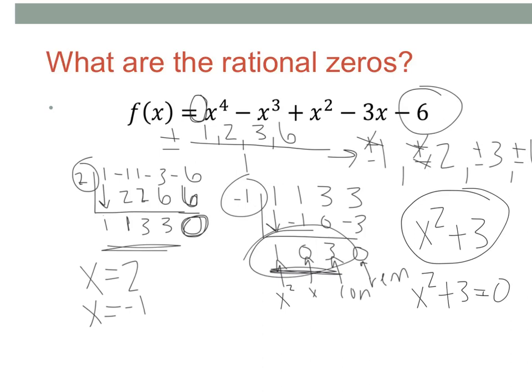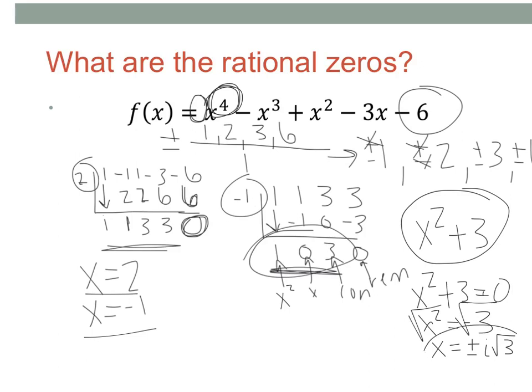x squared is going to be equal to -3. If I take the square root, remember that when I square root negatives, I get some form of imaginary number. So I'm going to get plus or minus i square root of 3. This was a 4th degree polynomial, so I have 1, 2, 3, and 4 x-intercepts, roots, or zeros.